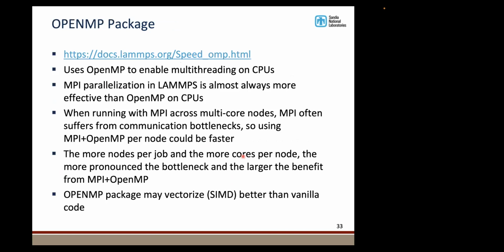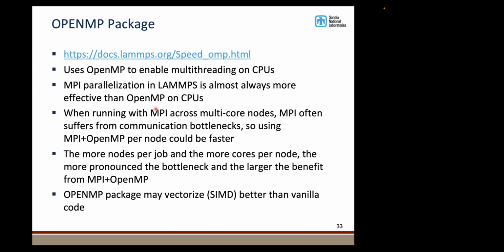Okay, so the OpenMP package. This allows OpenMP multi-threading on CPUs. But one caveat I'll mention is that typically the MPI domain decomposition in LAMMPS is almost always faster than using OpenMP on CPUs. So you have the choice, say you have 4 processors, you could either run 4 MPI ranks or you could run 4 OpenMP threads. For LAMMPS, it's almost always going to be faster to run 4 MPI ranks and not run 4 OpenMP threads.